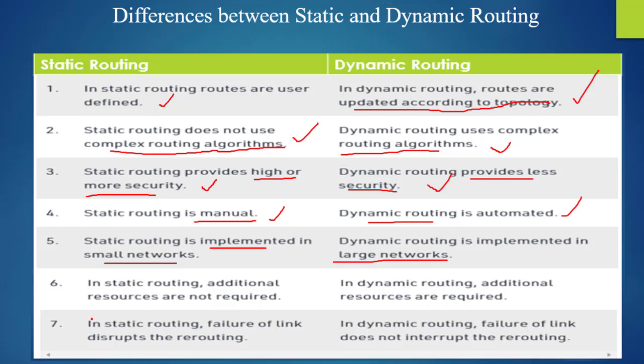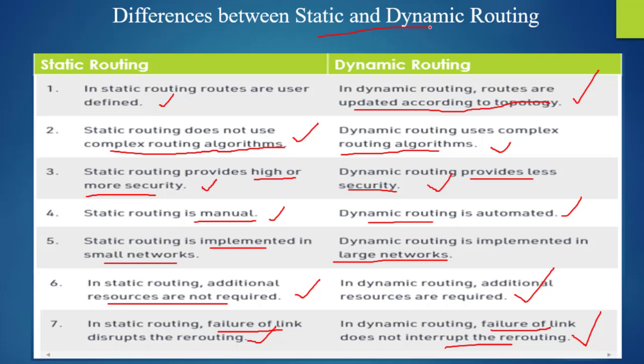In static routing, additional resources are not required. But in dynamic routing, additional resources are required. And finally, in static routing, a failure of a link will disrupt the rerouting. But in dynamic routing, a failure of a link will not disrupt the rerouting. So guys, it's very important to understand the differences between the two routing categories, static routing and dynamic routing.